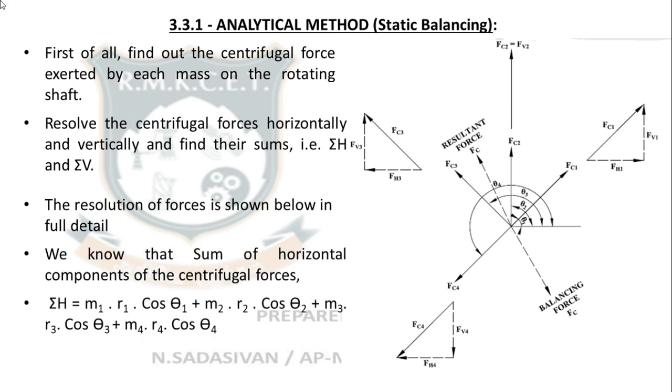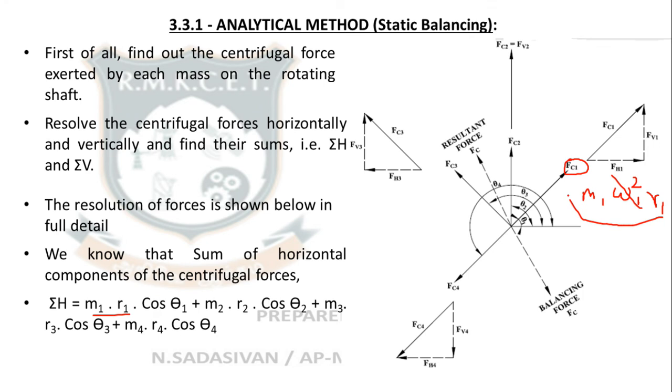So the sum of the horizontal components, sigma H, is equal to m1 r1 cos theta 1, plus m2 r2 cos theta 2, plus m3 r3 cos theta 3. I believe you are understanding. So this force is because of m1 omega square r1. Omega is the same for everything, right? They are all sitting on the same shaft. Therefore, omega will get eliminated, leaving m into r.